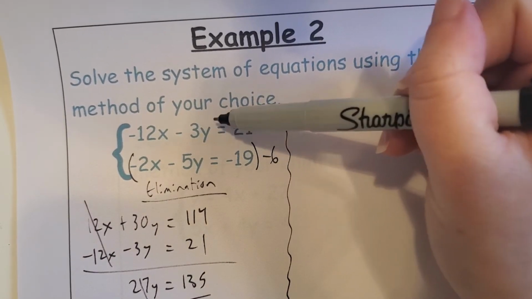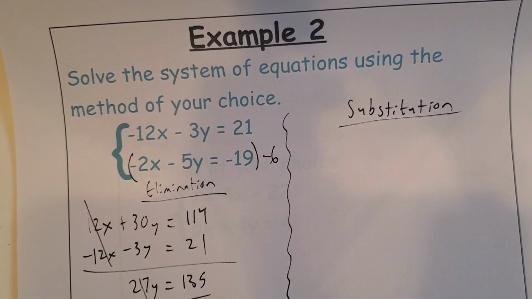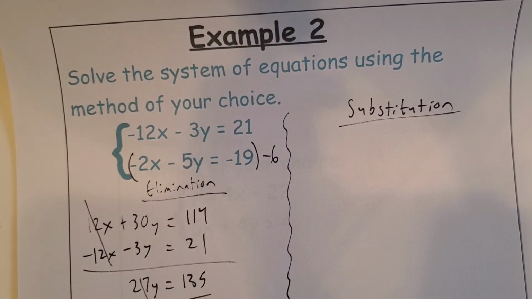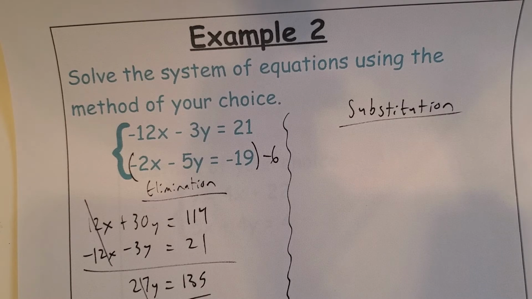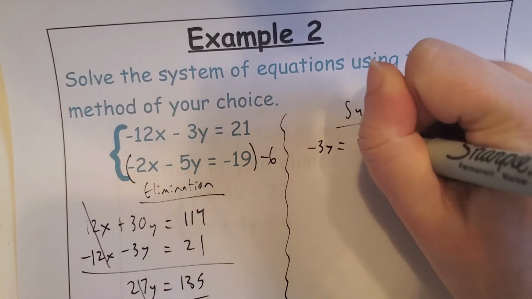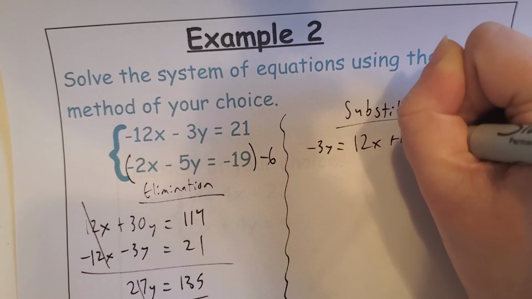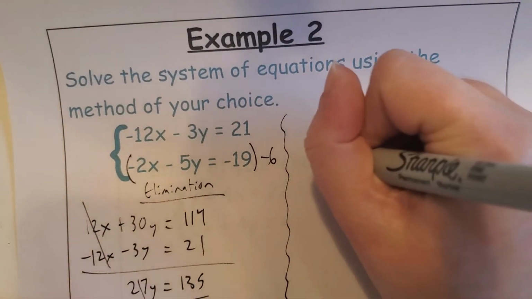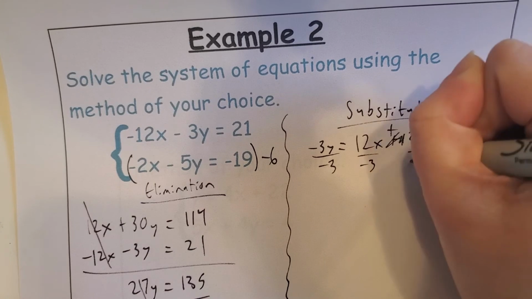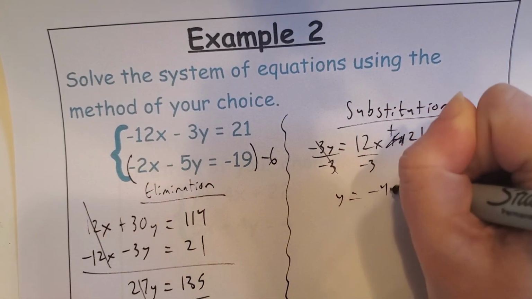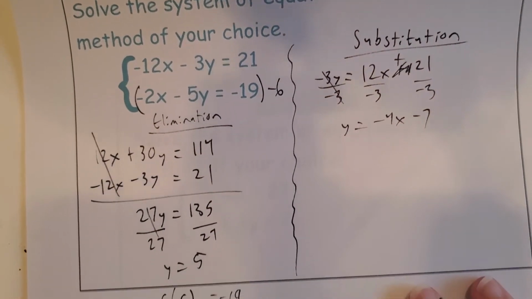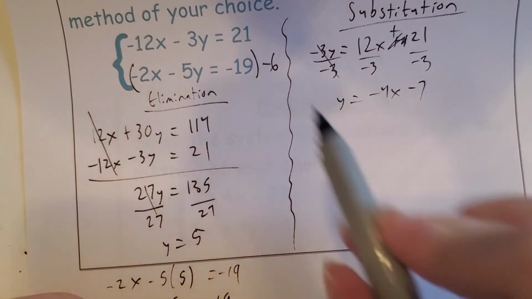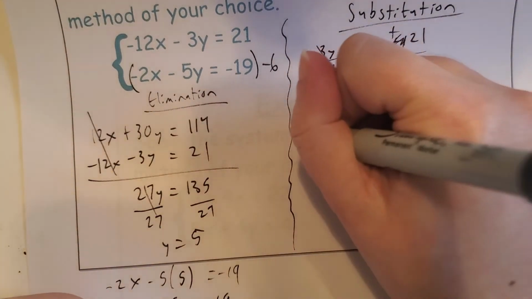So if we solved the first equation for y, that would get us something a little bit simpler, no fractions, nothing weird, and we would be able to do it using substitution. So if we go in and actually do that, you would have to add 12x to both sides first. So negative 3y is 12x plus 21. And then divide everything by negative 3. So y is negative 4x minus 7. Pretty nice. We're going to plug this in for y into the second equation.